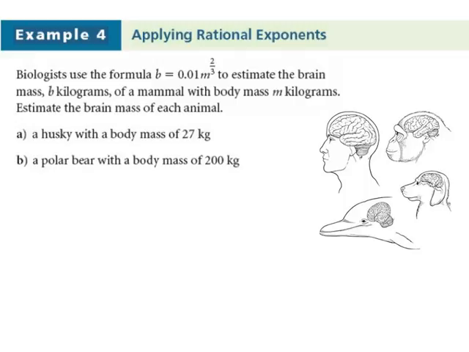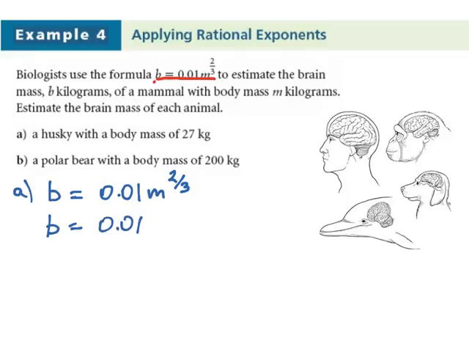So what the question is asking, using this formula, we are going to be estimating the brain mass of a husky and a polar bear. So let's use this formula to find the masses. So B for part A is 0.01. I'm going to sub in the mass value of the husky, which is 27 kilograms, to the power of 2/3.